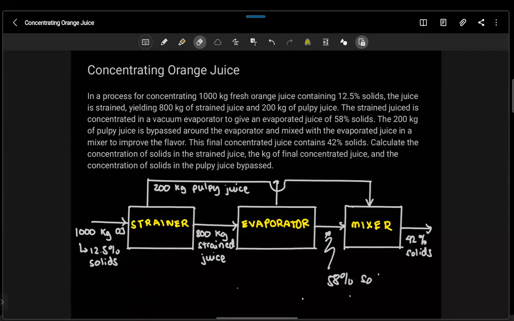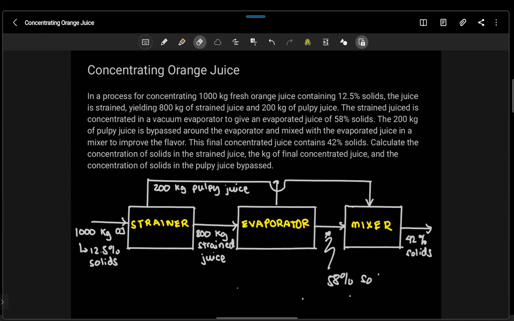Hi everyone! In this video, magdi-discuss ako ng isa pang example of material balances involving multiple unit processes na non-reactive. And in this example, it's actually an example of a system or a process na mayroong siyang bypass stream. Okay? So this specific example involves concentrating orange juices. So you have here the problem statement. You can pause the video and read the whole problem statement.